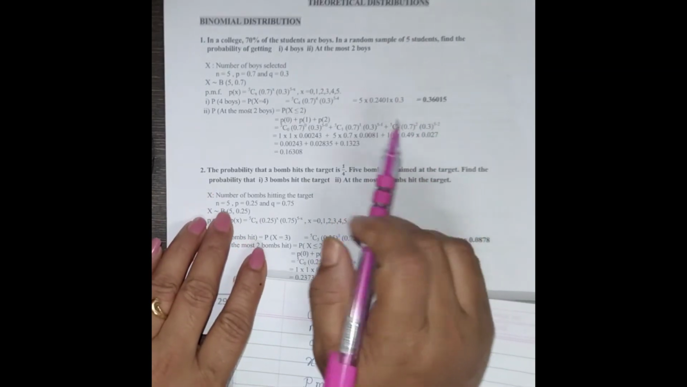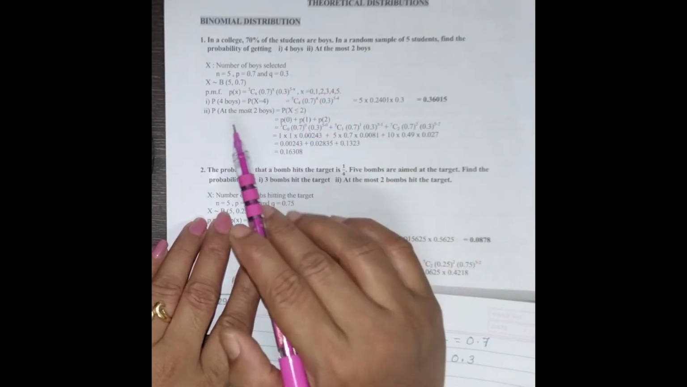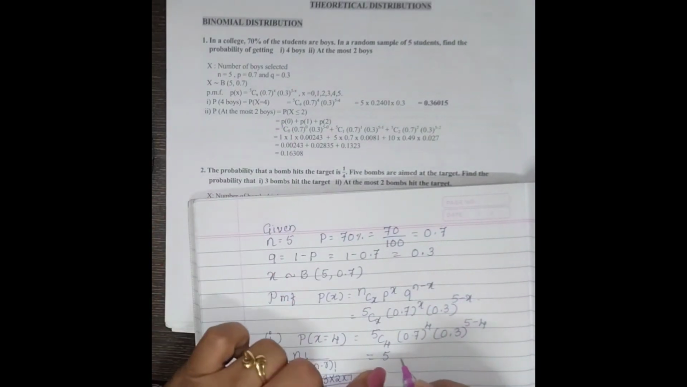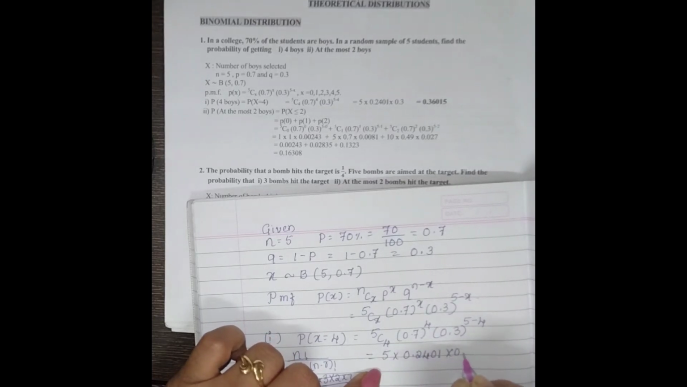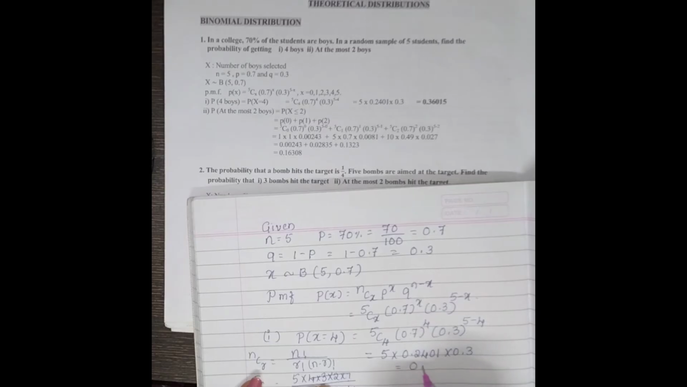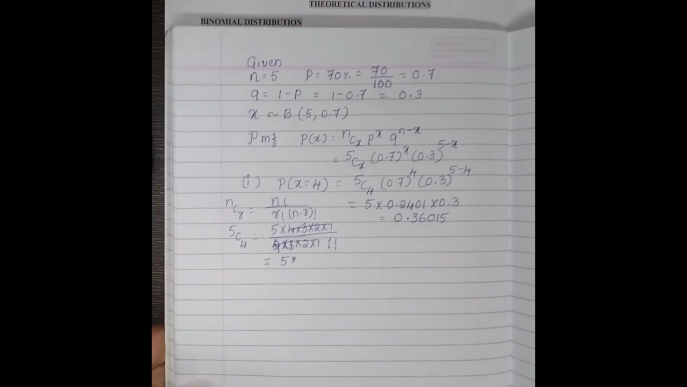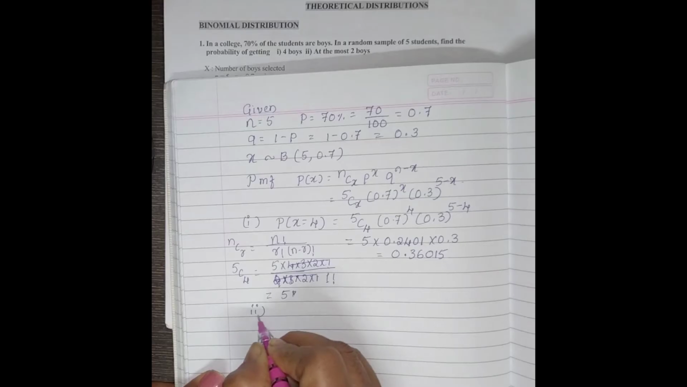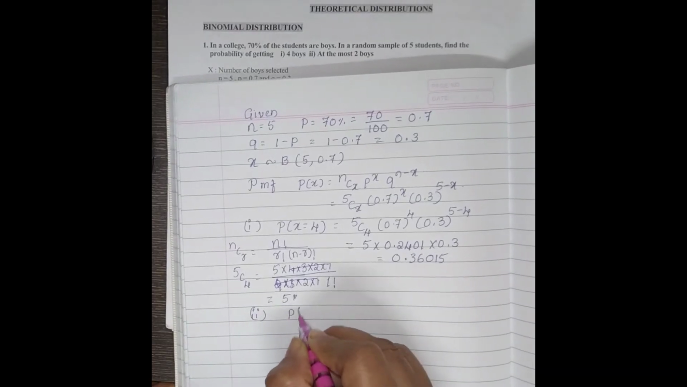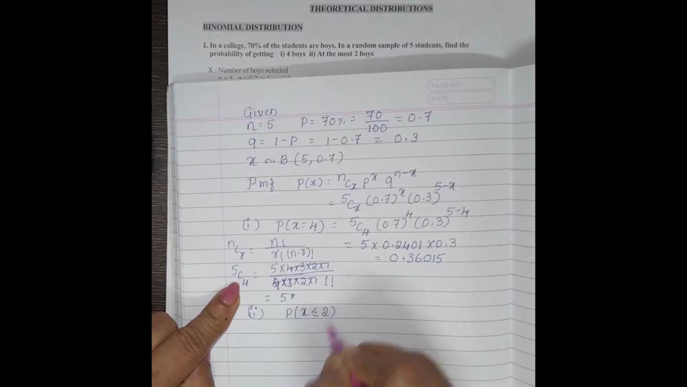0.36015. Okay. One more question is, at the most 2 boys. At the most 2 boys means, the answer I am writing directly here: 0.2401 into 0.3, that is equal to 0.36015. Okay. Second question, at the most 2 boys, probability of x is less than or equal to 2.